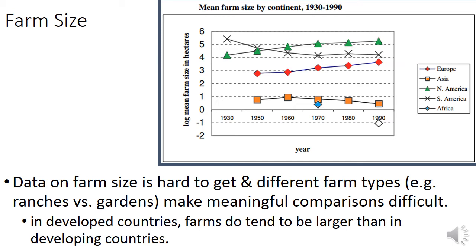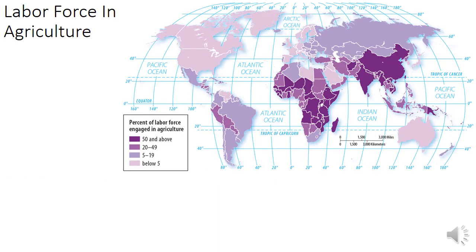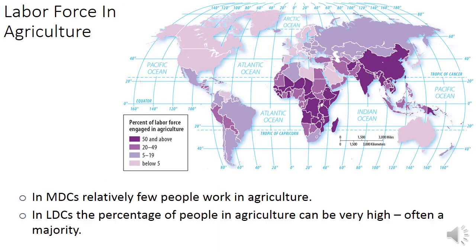In general, graphs like this help us to see that in the more developed parts of the world, farms tend to be larger. And a big factor in that is the availability of machinery and technology to assist farmers in their work. Another consideration we were looking at was the amount of labor force, right? The amount of your population involved in agriculture.